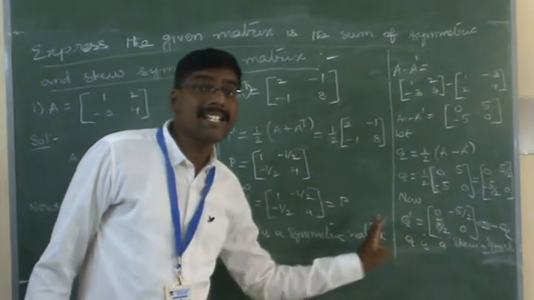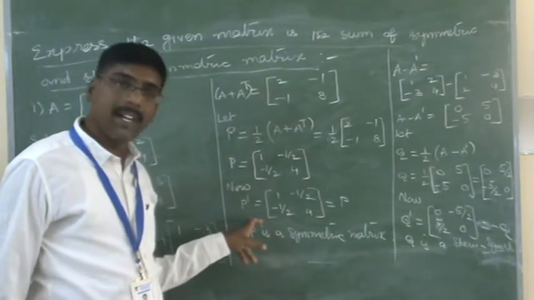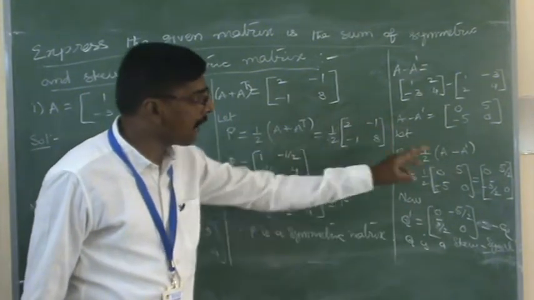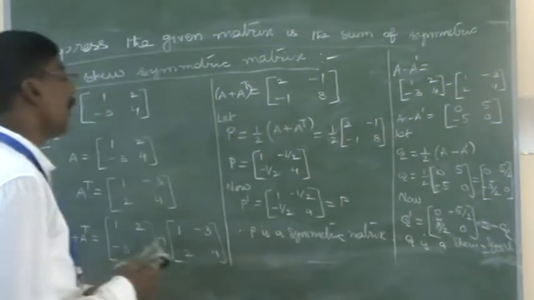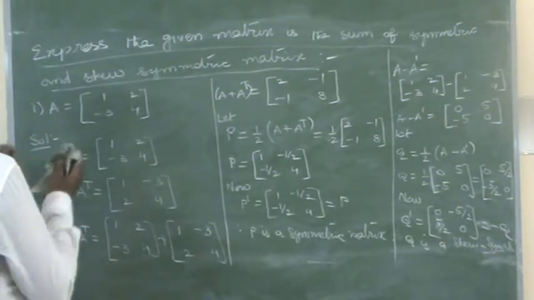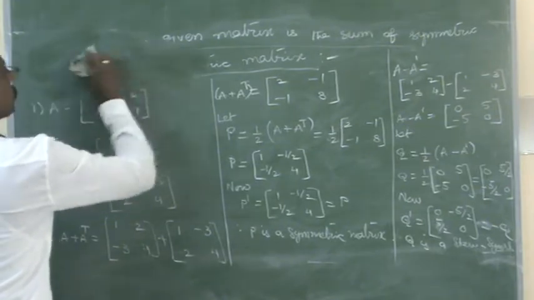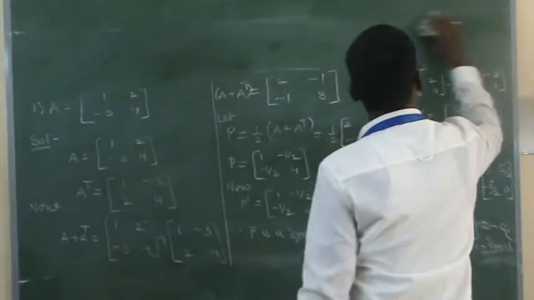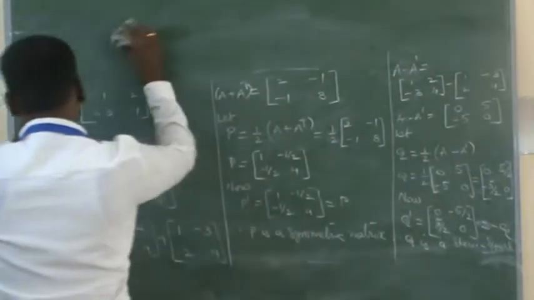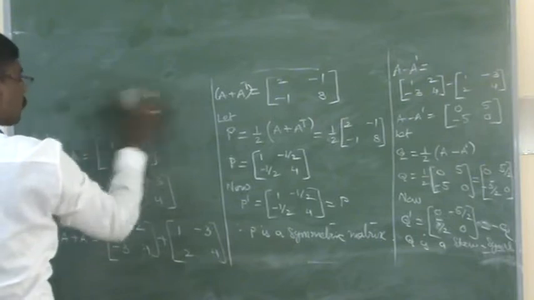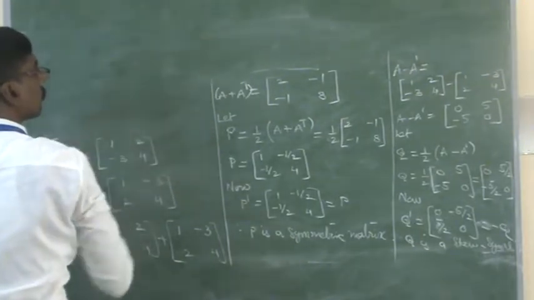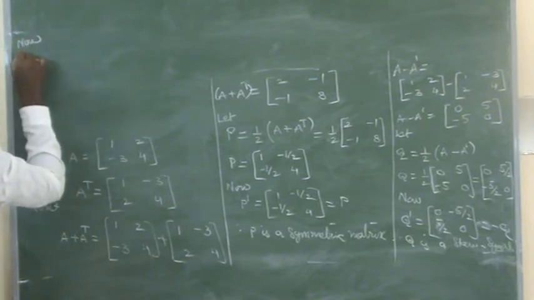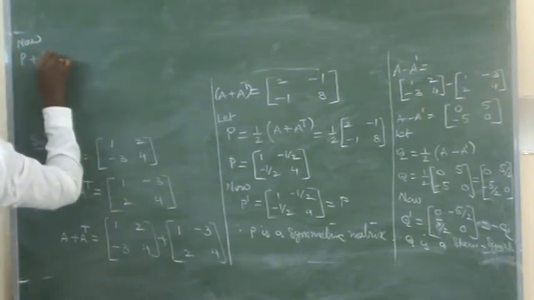Then we are adding these two: P symmetric matrix, Q skew symmetric matrix. Adding these two matrices, how are we getting the answer? Very clear? Now, matrix P plus matrix Q.